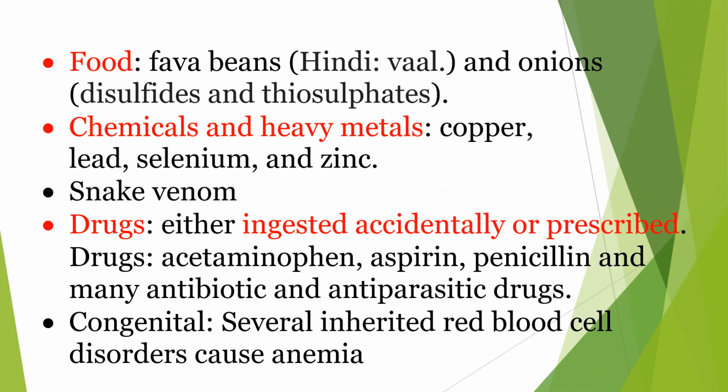Certain food, especially fava beans, in Hindi we call it as val. Val is common. Sometimes a dog eats it, it is dangerous for the dog. And onions. Onions contain disulfide and thiosulfate, which cause hemolysis. Many chemicals and heavy metals, copper, lead, selenium, and zinc, cause hemolysis. Snake venom contains hemolysin toxin, which causes hemolysis.